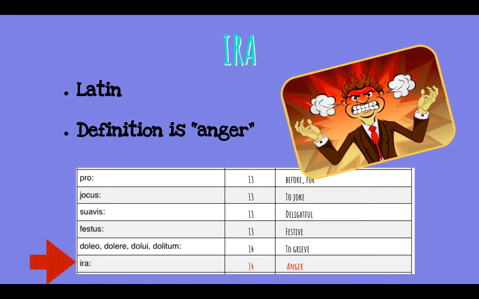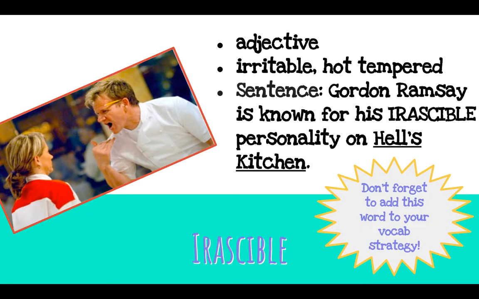Again, continuing with the pattern of emotions. We have 3 words that use ira as a root. The first is irascible. Irascible is an adjective to describe someone who's irritable or hot-tempered. And irritable is someone who's kind of easily agitated or easily annoyed. And then hot-tempered is someone who has a big temper.